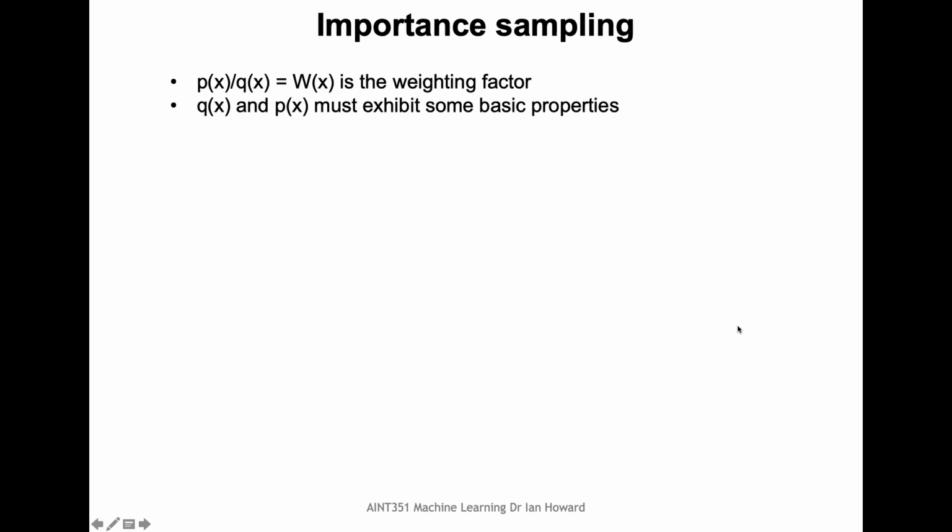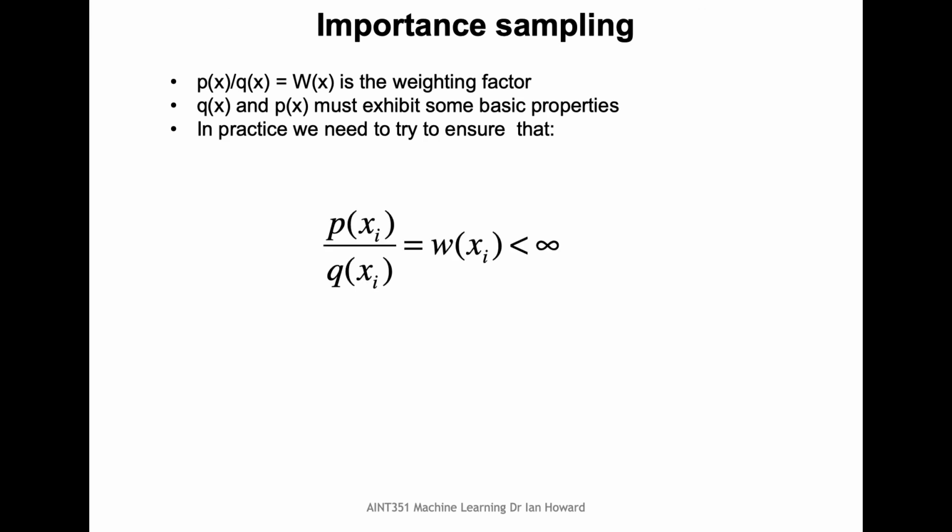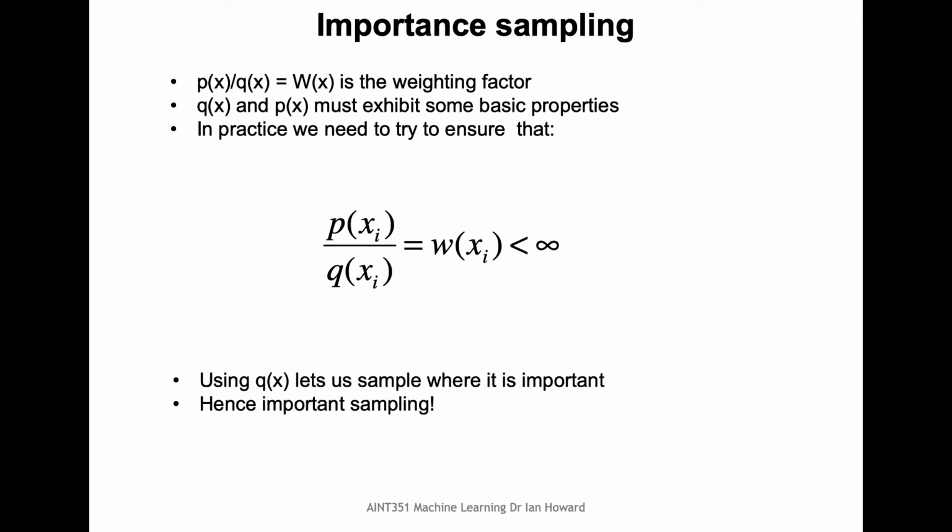So we have a weighting factor in importance sampling rather than throwing things away. We just weight the actual corresponding contribution from a sample. And like I said, as long as we're doing it in a calculation, that's perfectly fine. Obviously, Q of X and P of X must have some basic properties. We want them to be less than infinity. If Q of X goes to 0, then we've got a problem. What it's basically doing is re-weighting the importance of the samples. That's all it's doing, and hence the name of the technique.